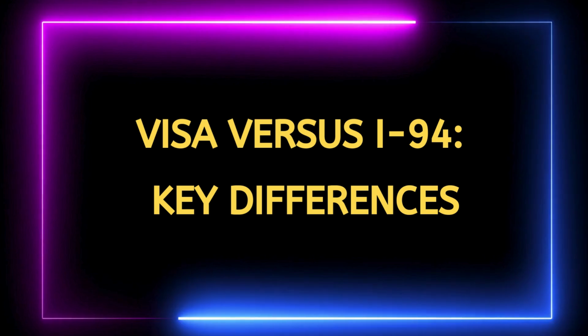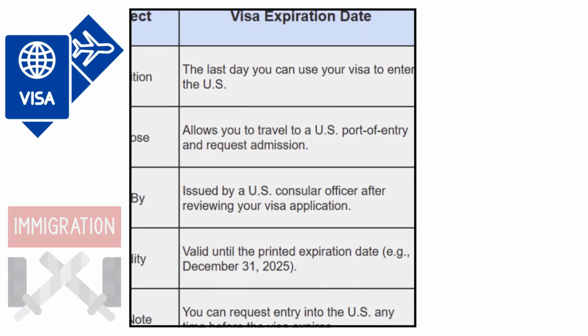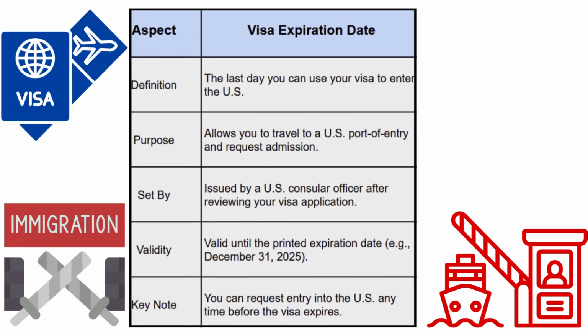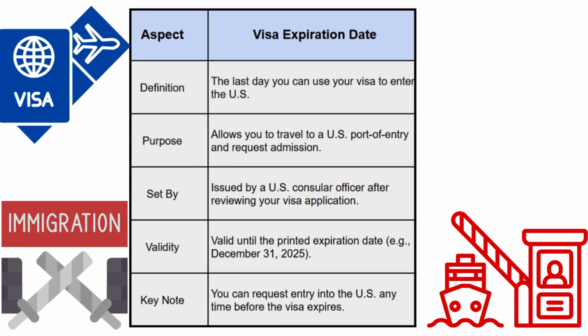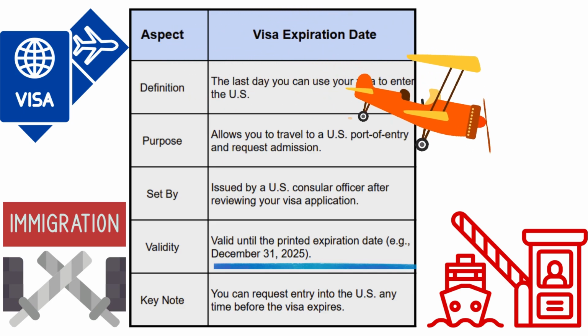So the key difference between visa and I-94 is that the visa expiry date is the last day you can use your visa to enter the United States. So if your visa is, say, expiring on 31st of December 2025, you can travel to the US port of entry like the airport and request admission into the United States.